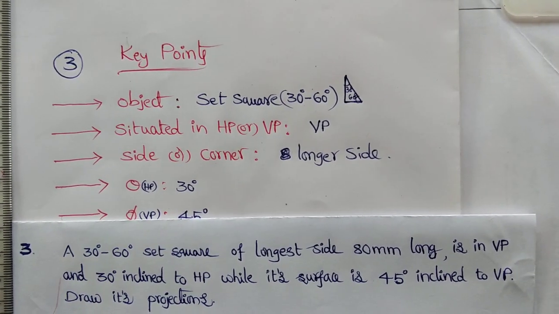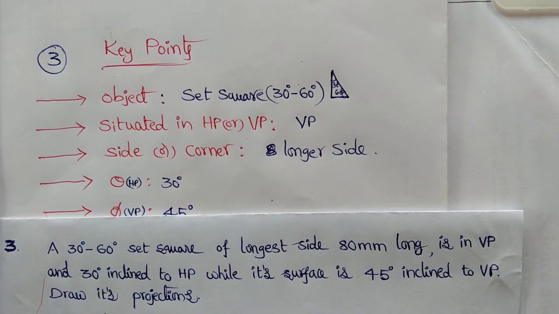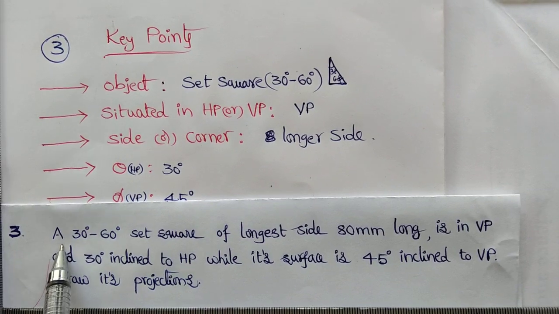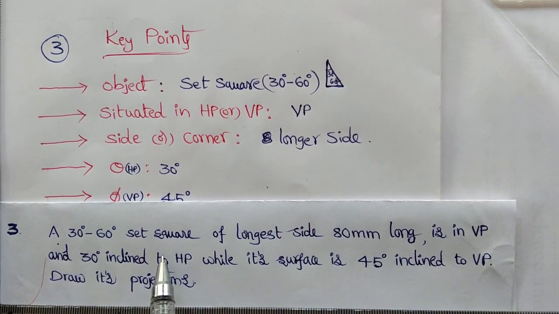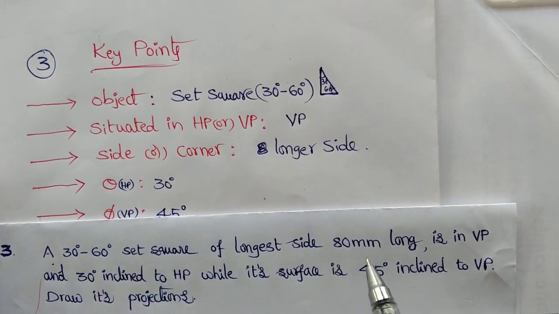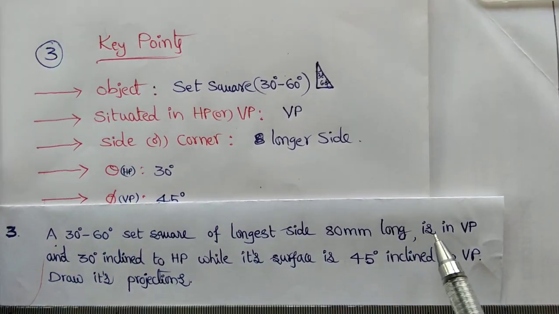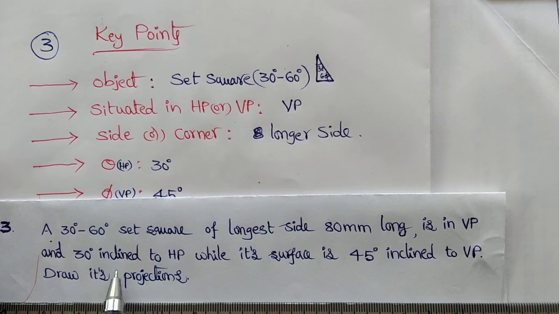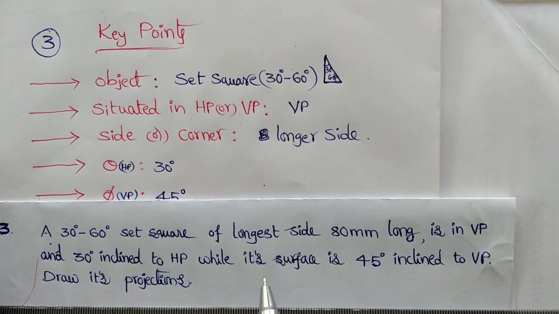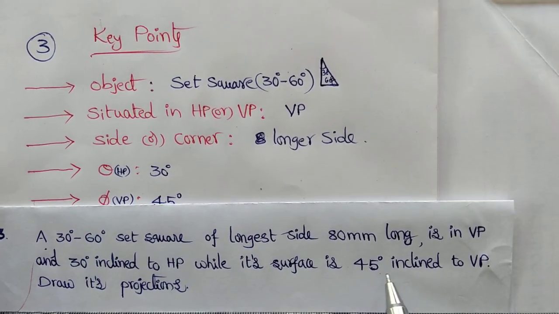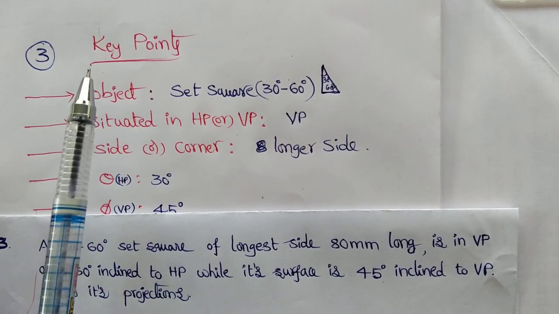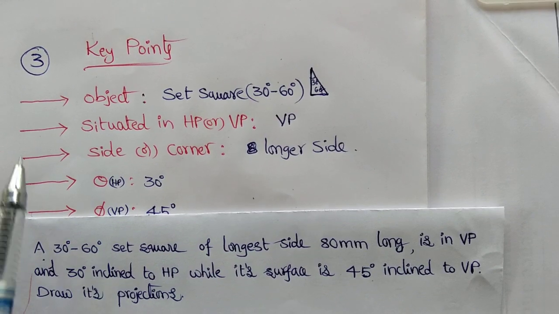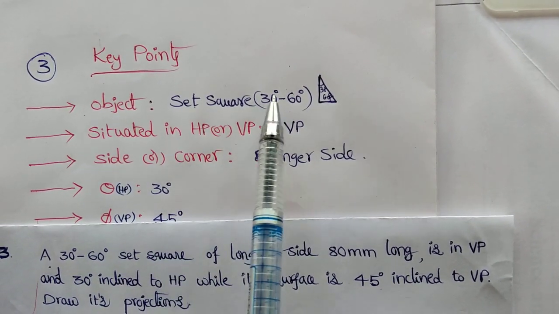Yes, coming to problem number 3, this is related to the set square. We can see the problem. A 30 degrees-60 degrees set square of longest side 80 mm long is in the vertical plane and 30 degrees inclined to the horizontal plane, while its surface is 45 degrees inclined to the VP. Draw its projections.